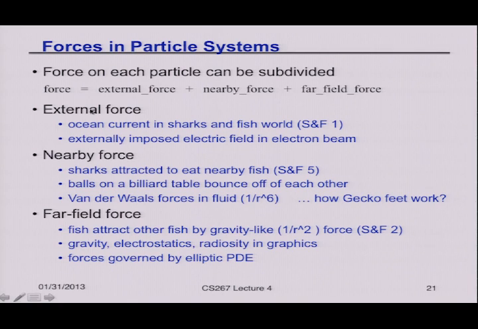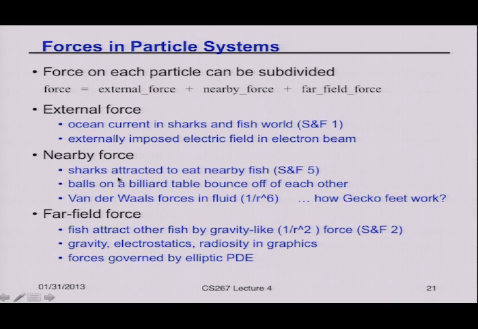So the external force, for example, might be the ocean current in sharks and fish. Everybody knows, depending on their coordinates, what the external force on them is from the ocean. That's very easy to do. And if you have an externally imposed electric field on an electron beam, again, everybody knows, just based on where they are, they can independently say, what's the force on me due to the externally imposed field?